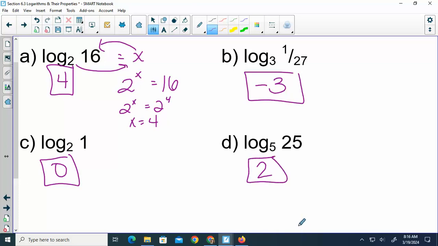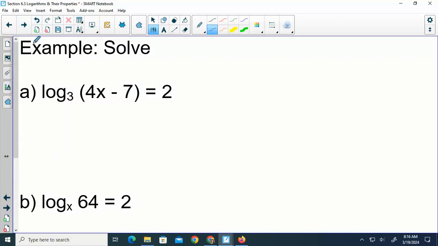All right, does everyone understand how we evaluated those? So, if we are evaluating a log, you can change it to exponential form if you need to, or if you just talk your way through it, you'll be able to get there. Now, when I start throwing variables in, then we're going to probably have to write it out into exponential form. So let's take a look at that.